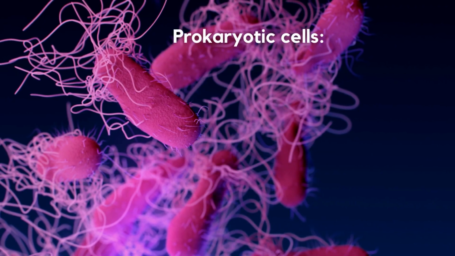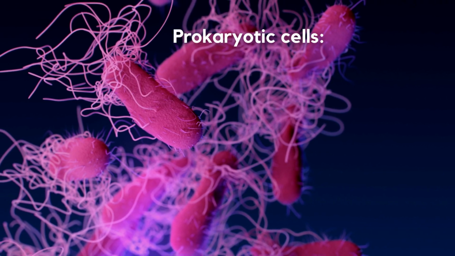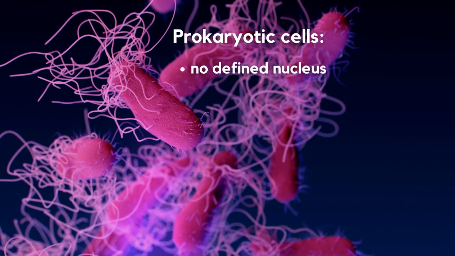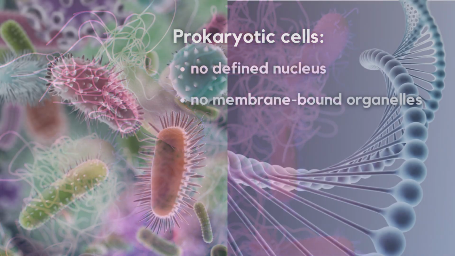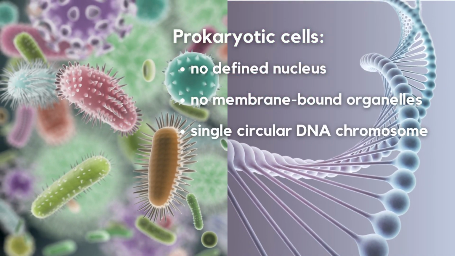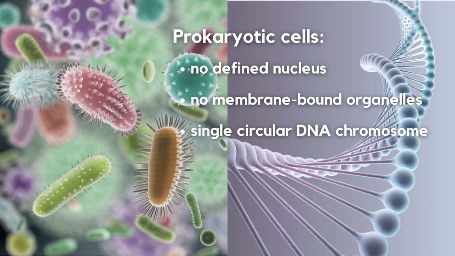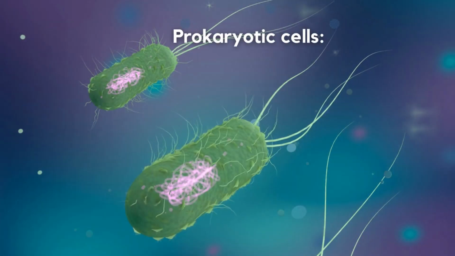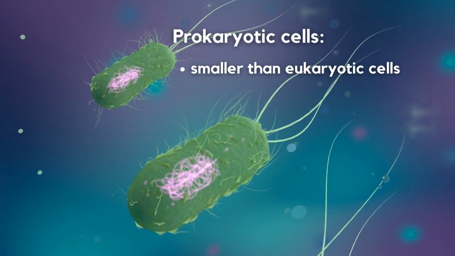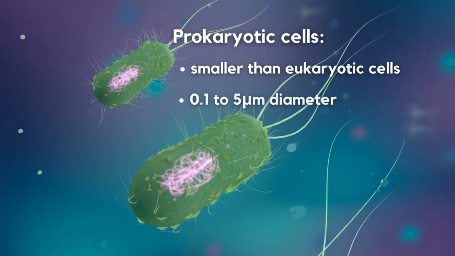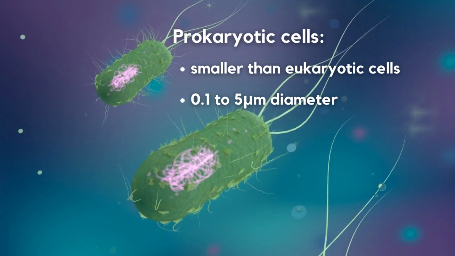Prokaryotic cells differ from eukaryotic cells in that they do not possess a defined nucleus or other membrane-bound organelles. Instead, their genetic material is arranged in a single circular DNA chromosome located in the cytoplasm. Prokaryotic cells are much smaller than eukaryotic cells, measuring between 0.1 and 5 micrometers in diameter.